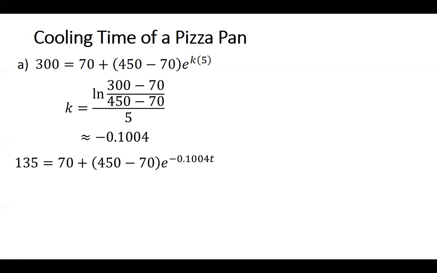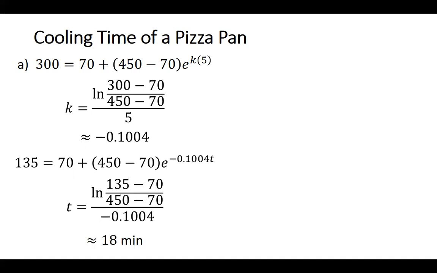And we're looking to see when the pan will be 135 degrees. So we'll have to do the same thing. Subtract 70 from both sides, divide by 450 minus 70, take the natural log of both sides, divide by that negative 0.1004, and get our time. And our time is 18 minutes.